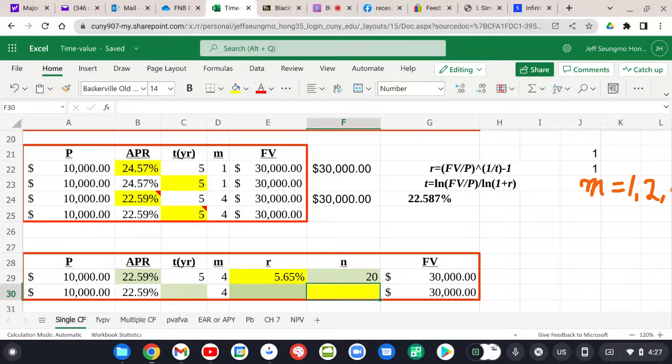Professor? Yes. Hi, this is Shirley. Can you please explain again why you changed it to 20 if it was 5 before?